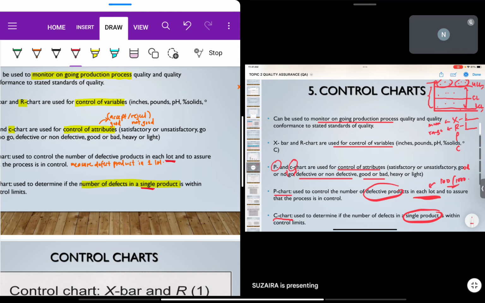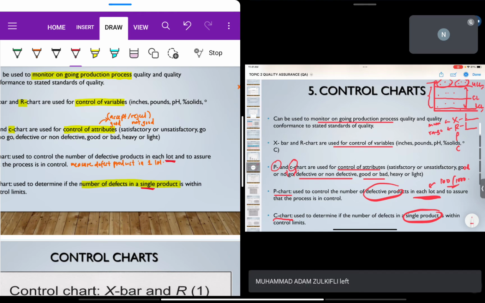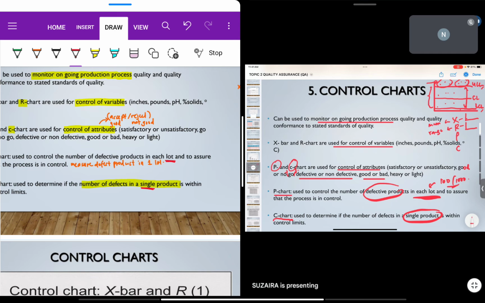So the P chart is used for what? Is it a lot or a single product? A lot. And the C chart is for a single product.